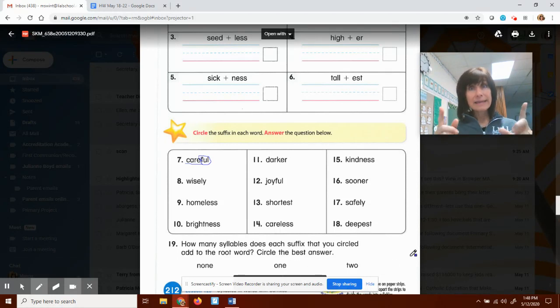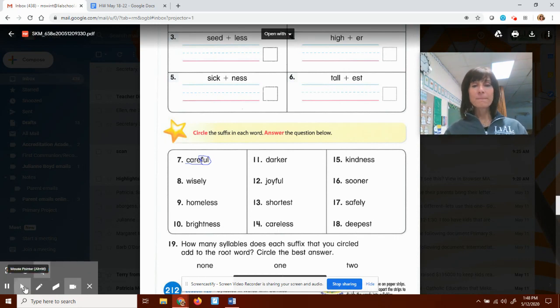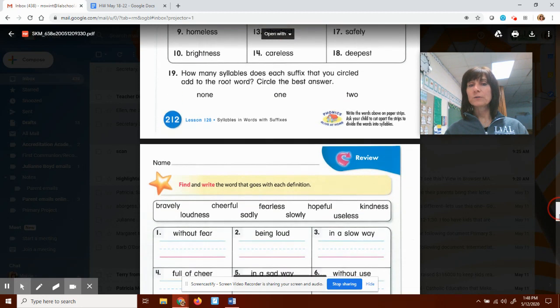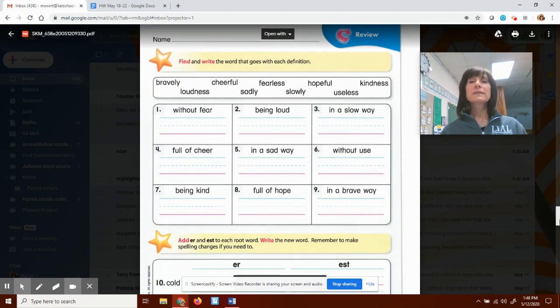All right. Now I'm going to show you tomorrow's work. So let's go ahead. 213, 214. This is going to be the review, and I believe the assessments on the back of this. Put your name at the top, and here we go. Find and write the word that goes with each definition. So remember, the suffix is going to also give us a new meaning to some words.